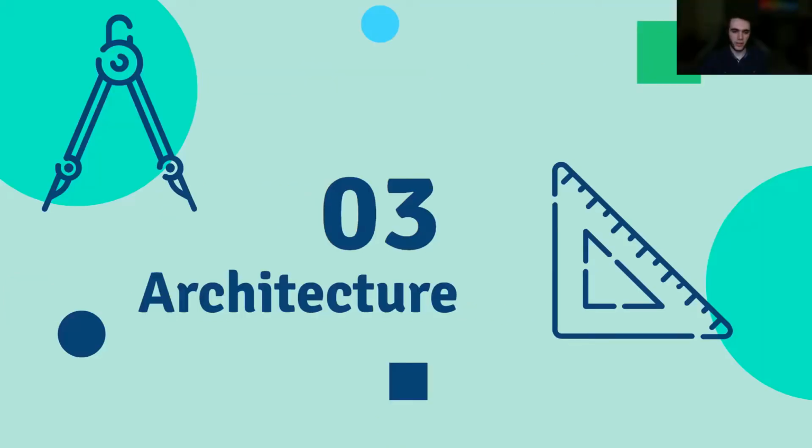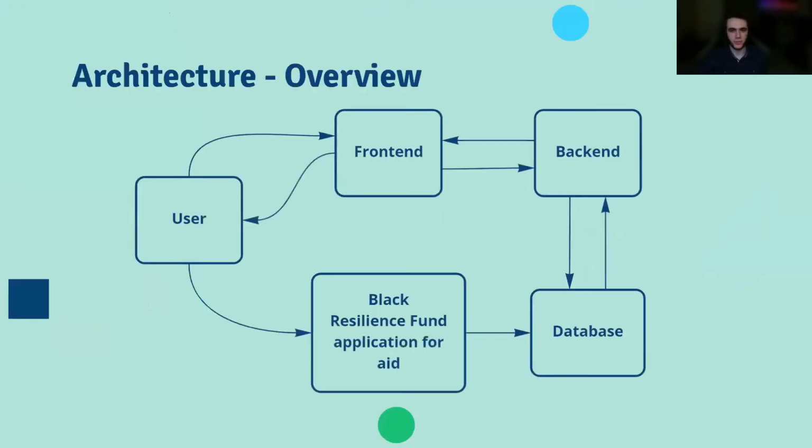All right, I'm Mack. I'm going to talk about how we constructed this application, the different components and how they interact, and the different technologies we used. This overview shows on the left the user interacting with the front end and the Black Resilience Fund application for aid. That application, which is a form, submits data directly to our database, and then the front end and the back end work together to interact with the user and interact with the database to retrieve information for them.